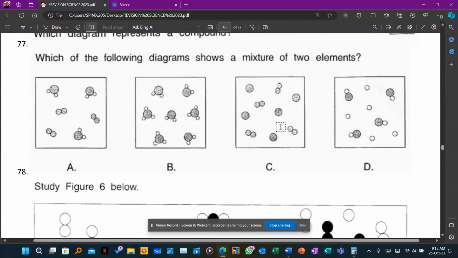This one is a different question again. It's asking you which one is two element. Pay attention to the color first. You can see here this is one color, this is one color. So those are two elements. This one combined together, it is compound.